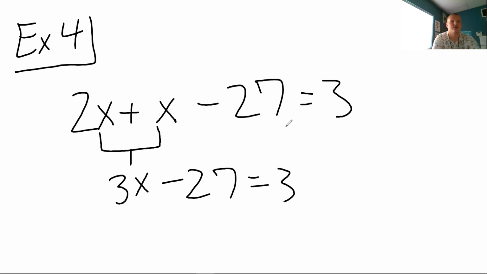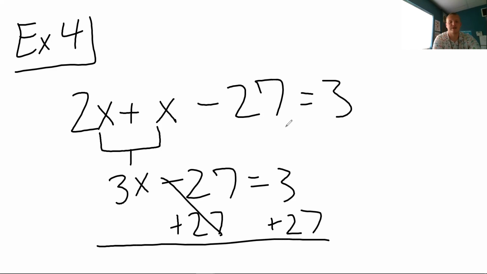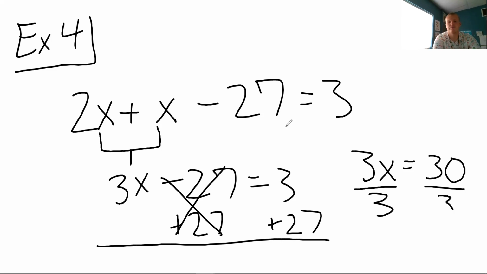Now from here, I can just continue with my normal process. So add 27 to both sides. That gets rid of my 27, and I'm left with 3x equals positive 30. Now I'm going to divide both sides by 3 because the opposite of multiplication is division. And I'm left with x equals 10 because 30 divided by 3 is 10.